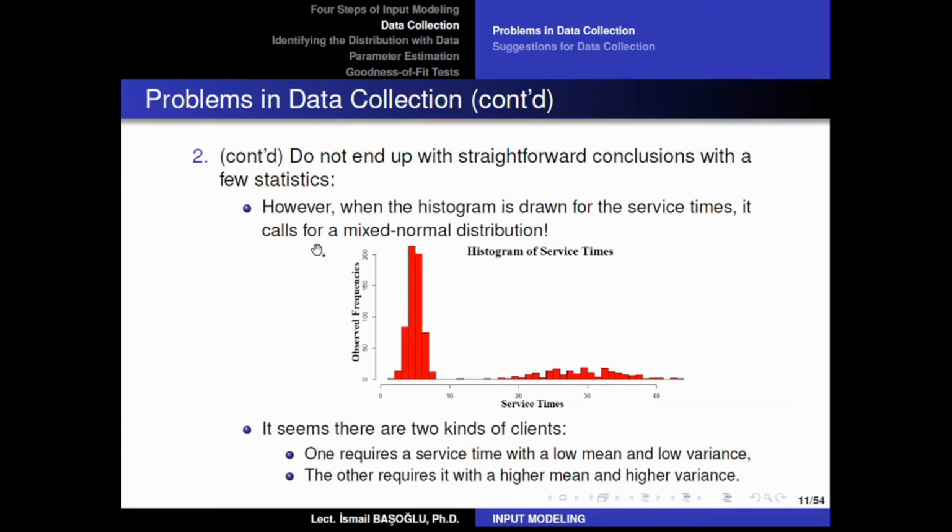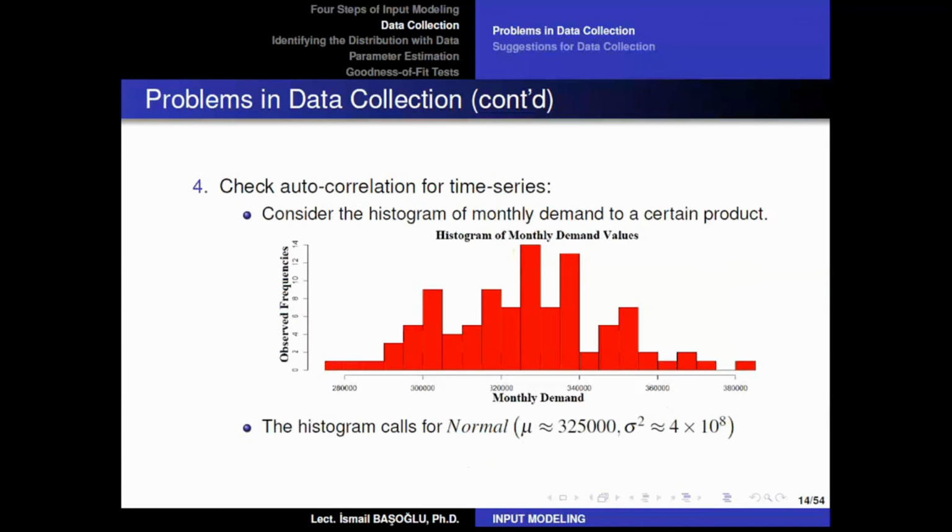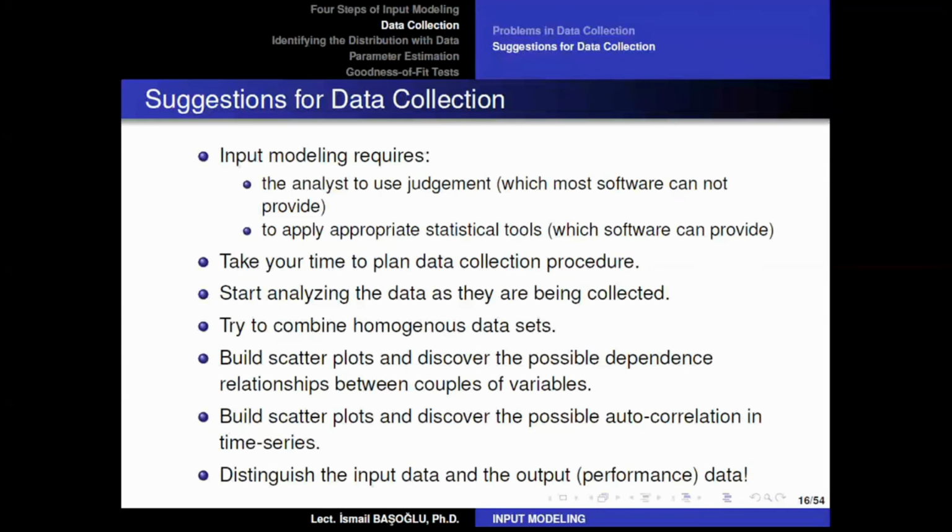If you plot the type of customers column with the service times, then you will easily see that there is a dependence between the type of the customer and the service time in that situation. So there may be dependencies between two different variables as well, or even more, okay? So you need to discover all of these relationships as well.